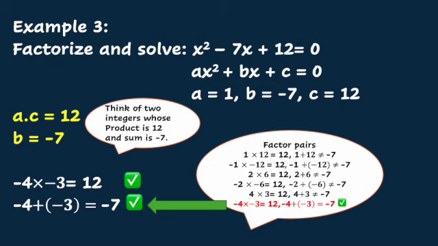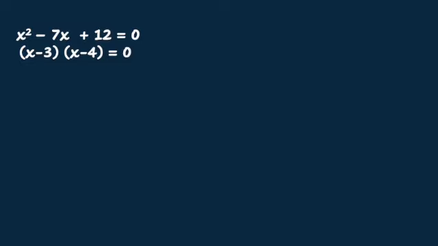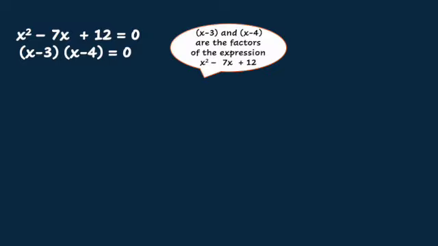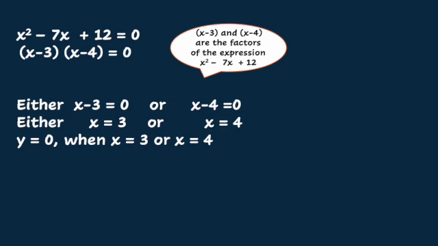Now we move to the next step. We can rewrite the equation now as x minus 3 times x minus 4 equal to 0, because minus 3 and minus 4 are the two integers that satisfy our conditions, and we can show this polynomial to be the product of x minus 3 and x minus 4. So when we solve it further, we get x minus 3 equal to 0 or x minus 4 equal to 0. When simplified, we get either x is 3 or x is 4.